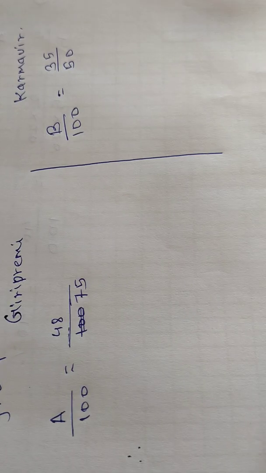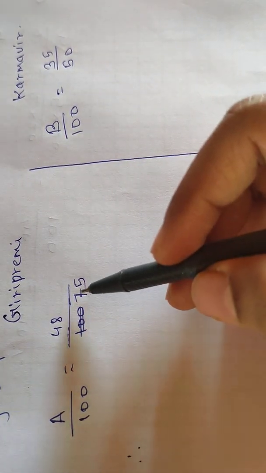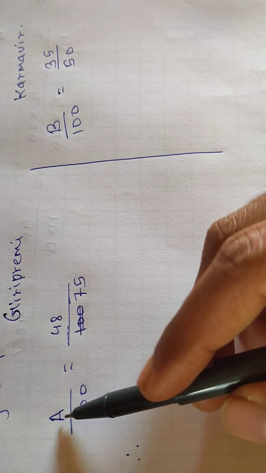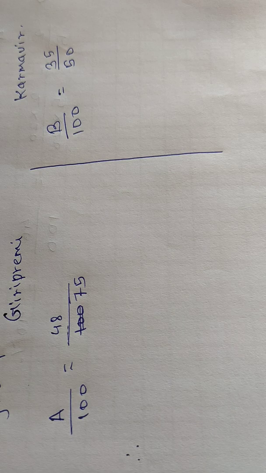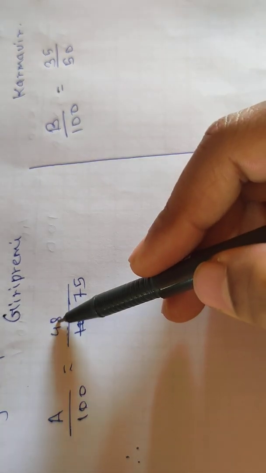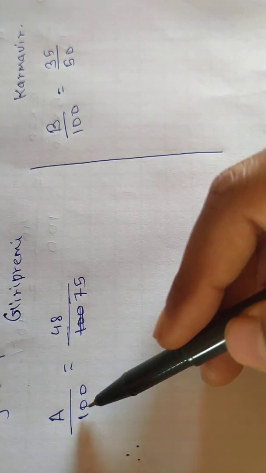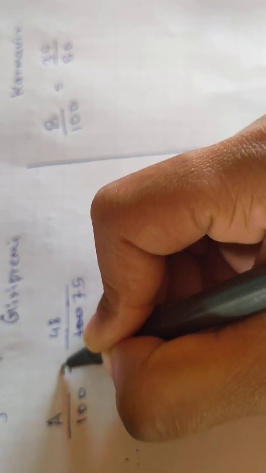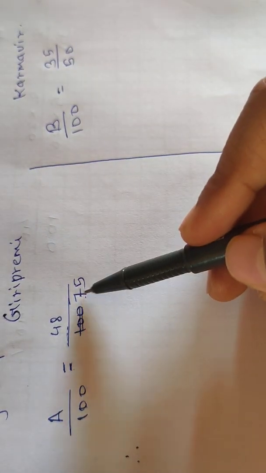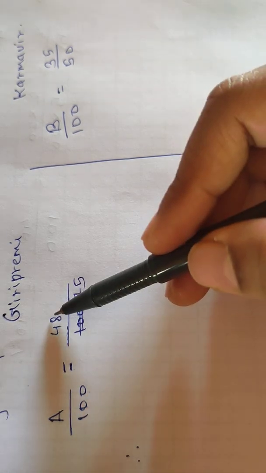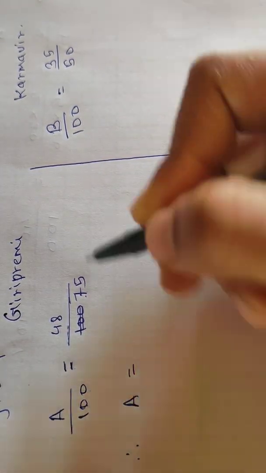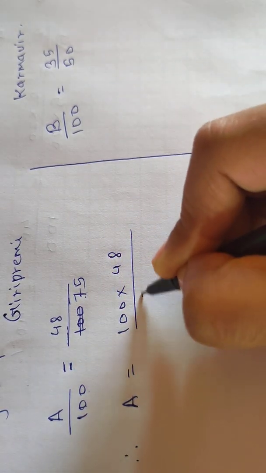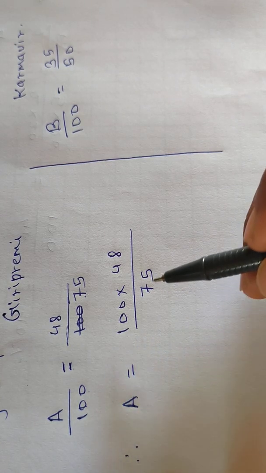Now pay attention. A upon 100 is equal to 48 upon 75. We don't know A. We have to find the value of A. Which are the two opposite quantities? That is 100 and 48. Numerator over denominator is equal to numerator over denominator, with an equal to sign, so we are bound to do cross multiplication: 75 multiplied by A and 100 multiplied by 48. So the value of A is equal to 100 into 48, and this 75 we keep down in the denominator.